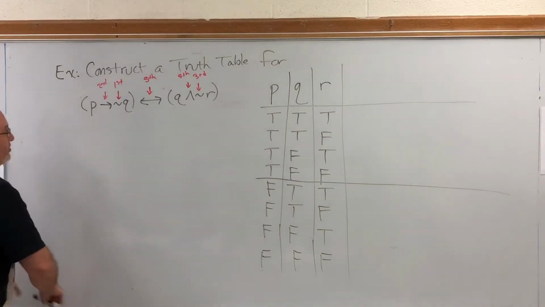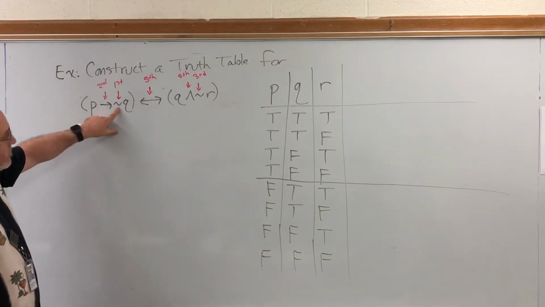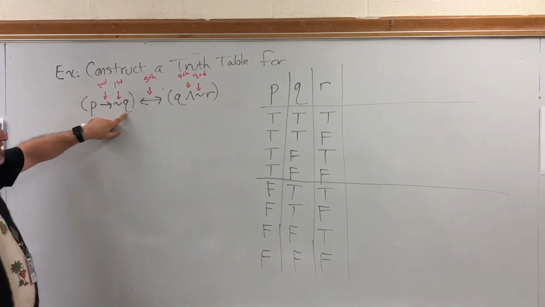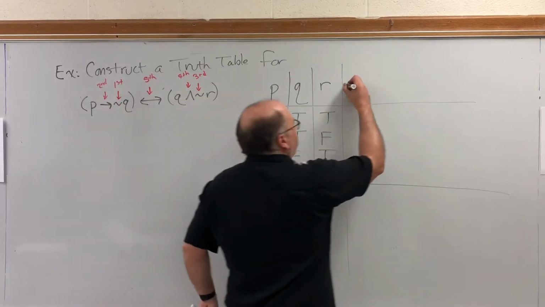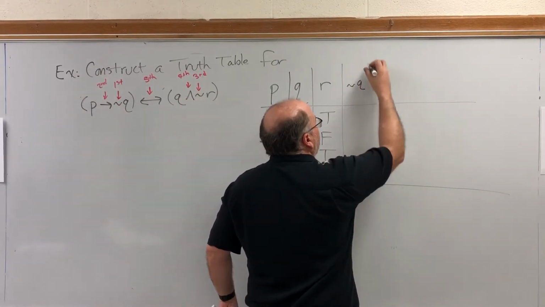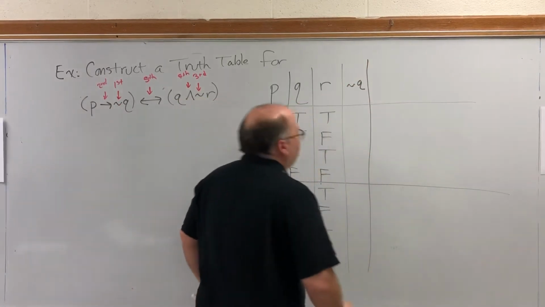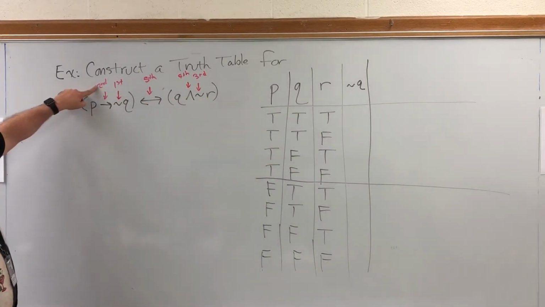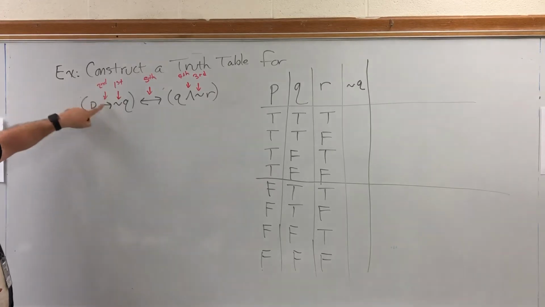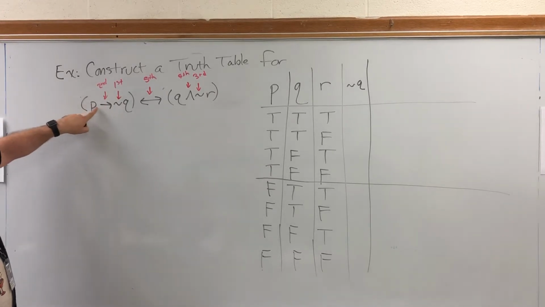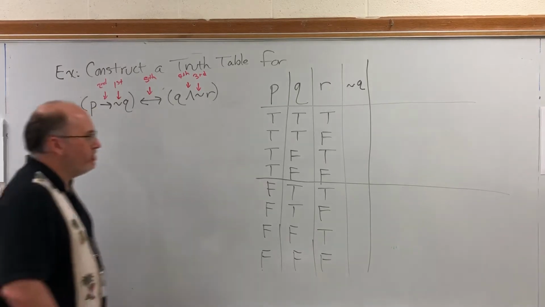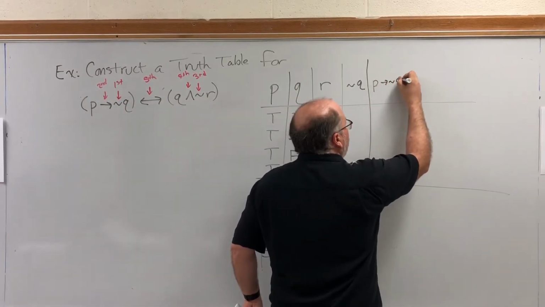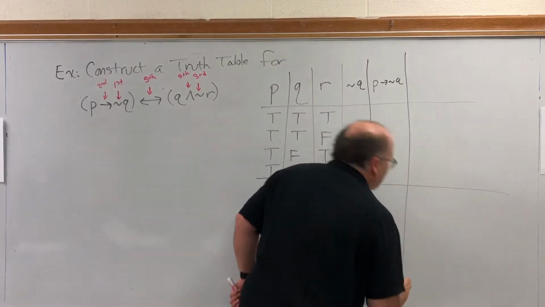The first connective we're setting up a column for is this negation. When you set up a column for a negation, you look to the right of it. To the right of this negation is a Q. So negation Q will be the first column that we figure out over here. Don't need a lot of room for that. Then, the second connective we'll set up a column for is this conditional. On the left of it is the P, on the right of it is negation Q. So P pointing to negation Q will be the next column. Hope I have enough room here.